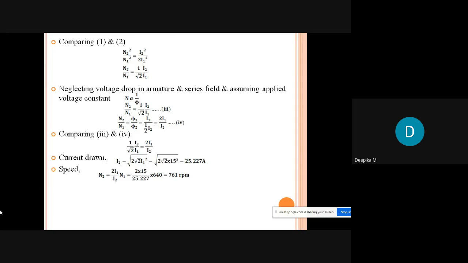So, this completes the problems with respect to the operating characteristics of the DC series motor. In the next class, we will study in detail whether the DC series motor is suitable for the traction system, or the DC traction motor.